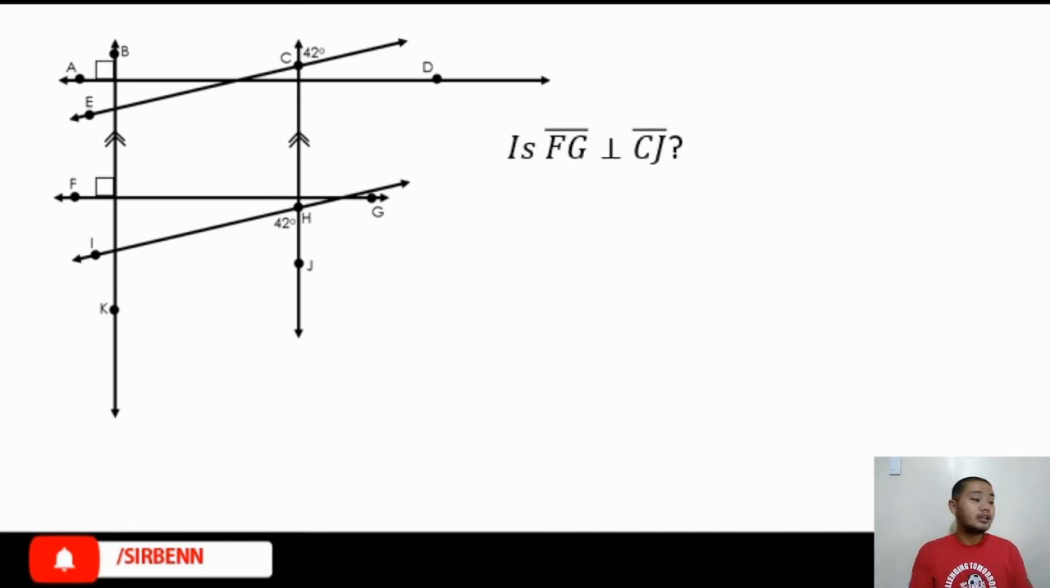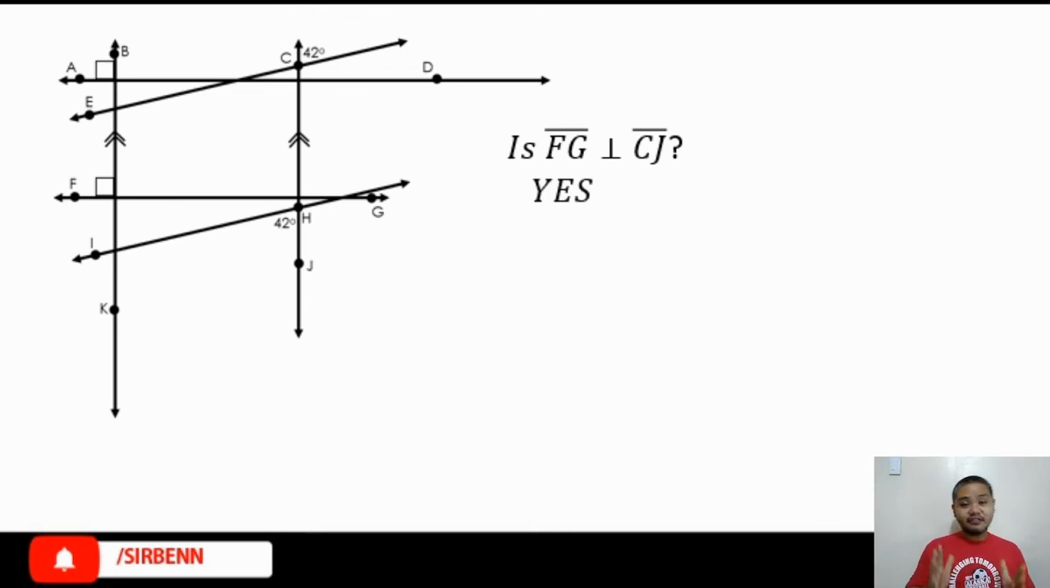is FG. Ito is FG perpendicular to line CJ? So, obvious naman na right angle ito. Again, huwag natin sabihin yun, kailangan may theorem or postulate or definition na magsusupport sa claim natin. Okay, tingnan natin. Based sa figure na to, di ba parallel itong dalawa? Si line BK is parallel to line CJ, di ba? Ngayon, I can now say that FG is perpendicular to CJ.